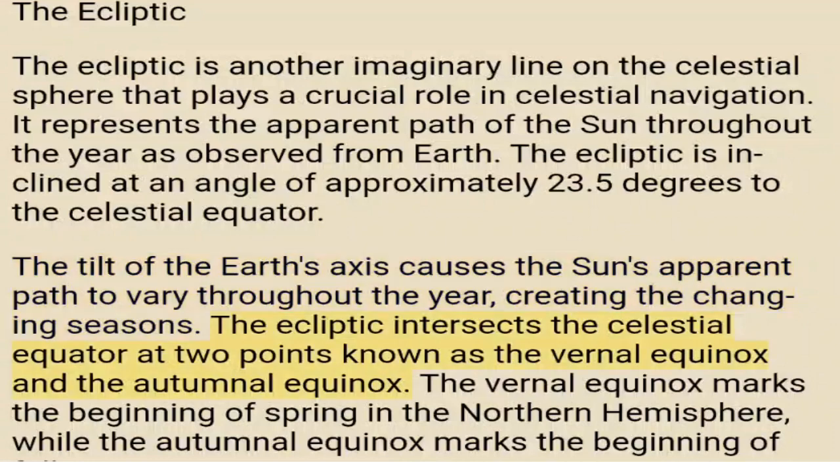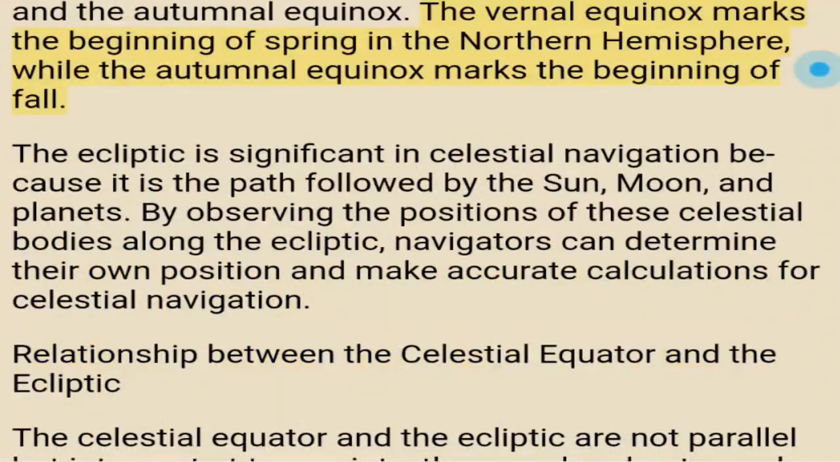The ecliptic intersects the celestial equator at two points known as the vernal equinox and the autumnal equinox. The vernal equinox marks the beginning of spring in the northern hemisphere, while the autumnal equinox marks the beginning of fall. The ecliptic is significant in celestial navigation because it is the path followed by the Sun, Moon, and planets. By observing the positions of these celestial bodies along the ecliptic, navigators can determine their own position and make accurate calculations for celestial navigation.